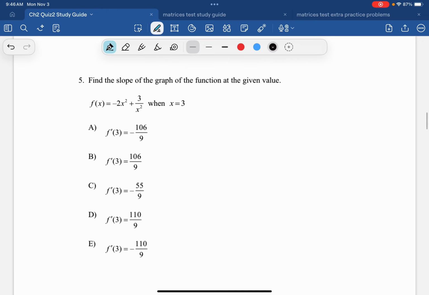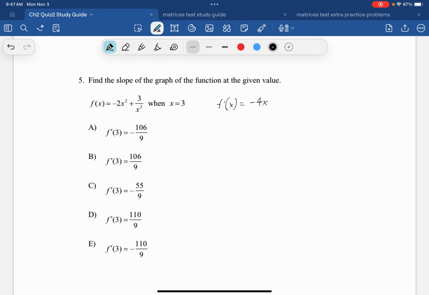Next, I'm asked to find the slope of the graph of the function at the given value. And so the slope of the graph is just the value of the derivative at that particular value of x, right? So first I need to differentiate f, and so that leaves me with negative 4x by power rule.